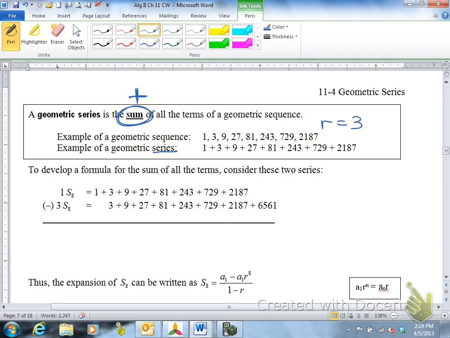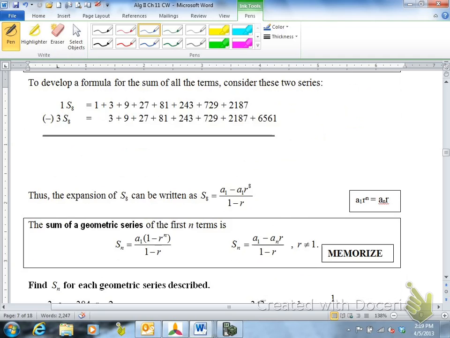And I want to show you where the formula comes from, so maybe you can remember the formula a little better if you know where it comes from. So let's say we have this same series, 1, 3, 9, 27, adding all those. And if we multiply both sides by 3, 3 is our r value. If we multiply by 3, we would have S times 3 is 3S, 1 times 3 is 3, 3 times 3 is 9, 9 times 3 is 27, etc. Until we get to the last term, 2187 times 3 is 6561.